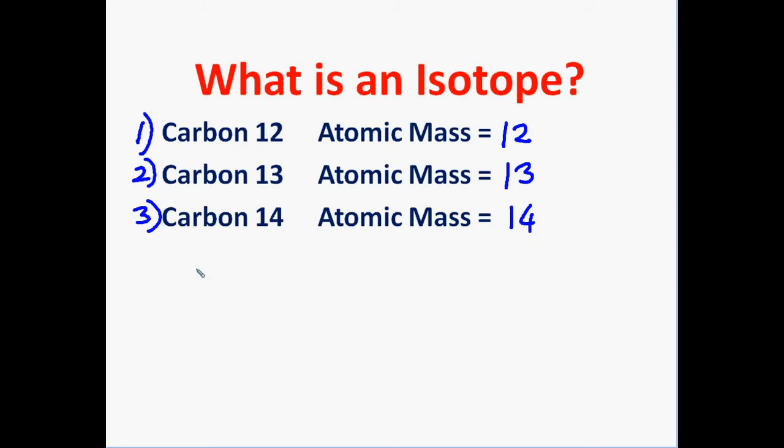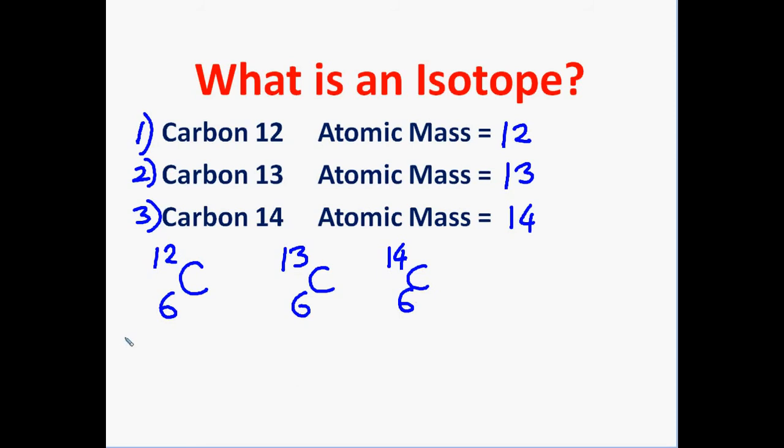Carbon has an atomic number of 6 and that atomic number remains the same for all the isotopes. So, this is the carbon 12 isotope with atomic mass number 12 and atomic number 6. This is the carbon 13 isotope and this will be the carbon 14 isotope.